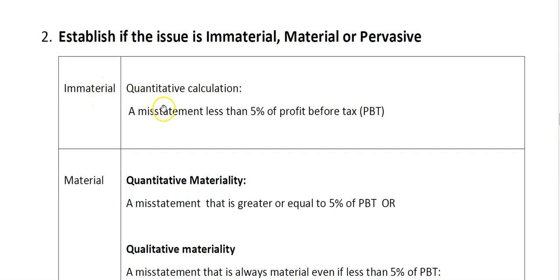Immaterial is if the misstatement is less than 5% of profit before tax. Material is if the misstatement or error is greater than or equal to 5% of PBT. Now, there can be other criteria used to determine materiality, and we'll look at them, but for the most part, and for you in exams, you can use 5% of PBT, though you should be able to discuss other criteria. I don't want to get into them just now, so keep that 5% of PBT in mind. We'll look at them in a second.